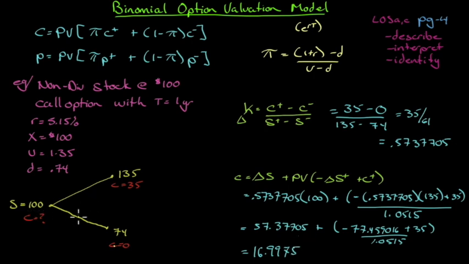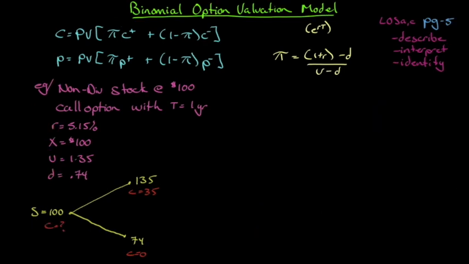So, given this type of volatility, up move, down move, given 1 year, the value of the call so that there is a no arbitrage price on the call would be 16.9975. If it wasn't that price, if the call was more or less expensive, that opens up an arbitrage opportunity.